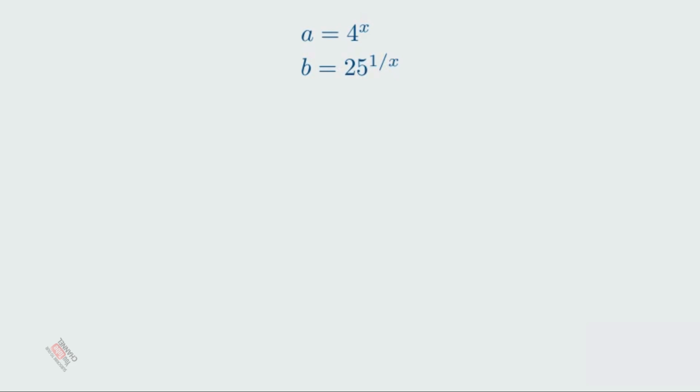Consider the product of a and b. Let's see what happens when we multiply them together. The product a times b is equal to 4 to the x times 25 to the 1 over x.